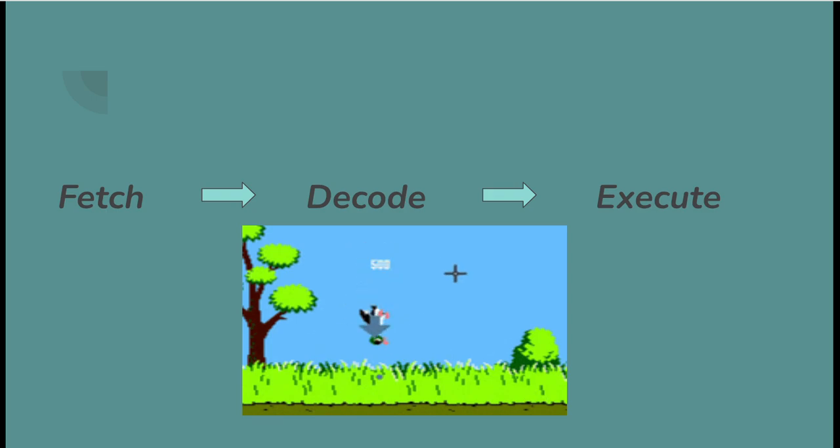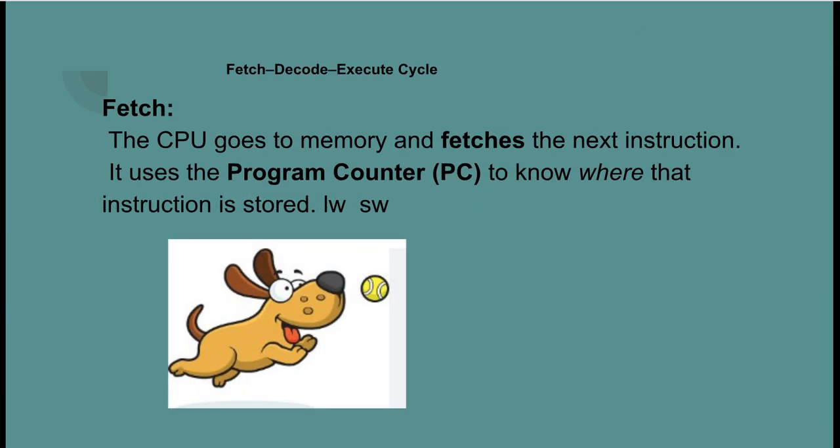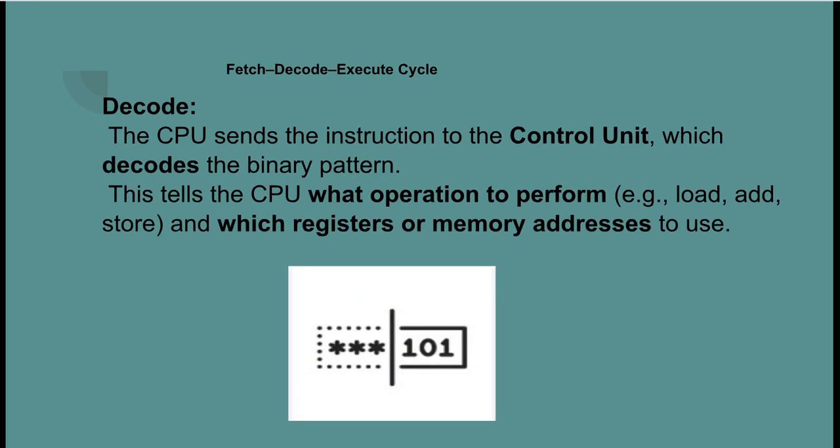Next, we'll talk about fetch, decode, and execute. Fetch. The CPU goes to memory and fetches the next instruction. It uses the program counter, PC, to know where that instruction is stored. Decode. The CPU sends the instruction to the control unit, which decodes the binary pattern. This tells the CPU what operation to perform. Example: load, add, store, and which registers or memory addresses to use.